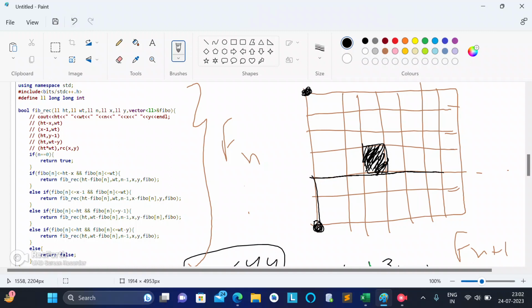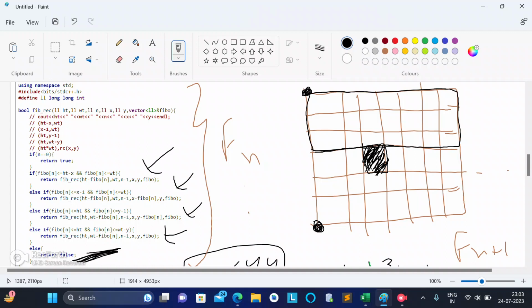First I'm considering this section, then I'm considering this section, then I'm considering this section, and then I'm considering this section. So these for loops, first for loop is that's why there are four if else conditions. If the square which I am going to put does not fit in any of these four sections which I marked, then we will return false here. As you can see, we will return false here, and we won't be able to fit our square. So first we will see this section.